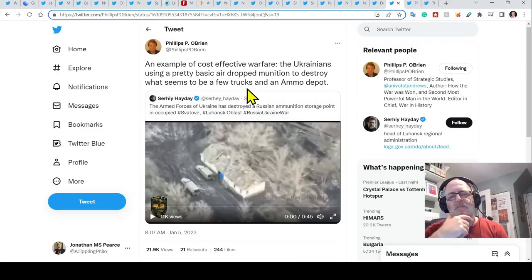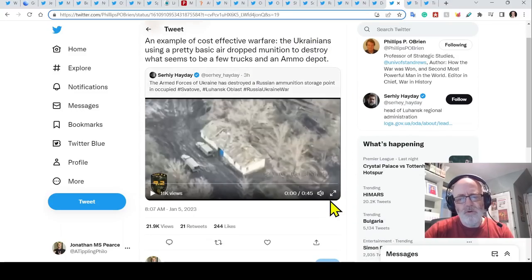It doesn't have to be these big pieces of kit, though. So here's an example, as Phillips O'Brien says, of the cost-effective warfare that the Ukrainians are deploying and using. I wonder whether the Russians are doing this as well. I don't know. Let me know. Do the Russians have a lot of successful IEDs dropped from drones?